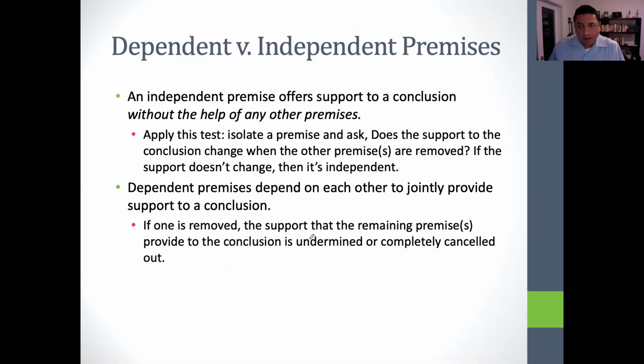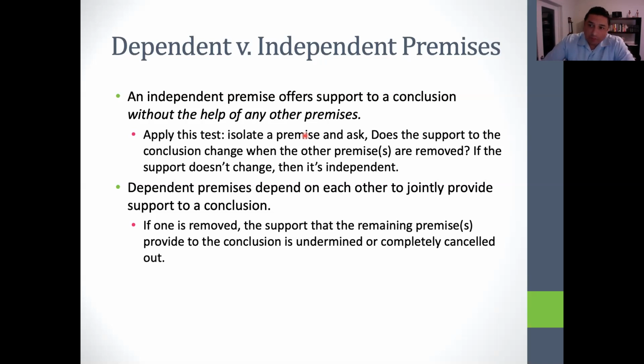Okay, so now, how do you determine whether a premise is dependent? I just sort of walked you through the reasoning you're going to do to make that determination. It's actually like a test, right? If there's a premise that offers support to a conclusion without the help of any other premises, then it is independent. And you can apply this test. You can isolate a premise and ask, does the premise support the conclusion? Does the support to the conclusion change when the other premises are removed?